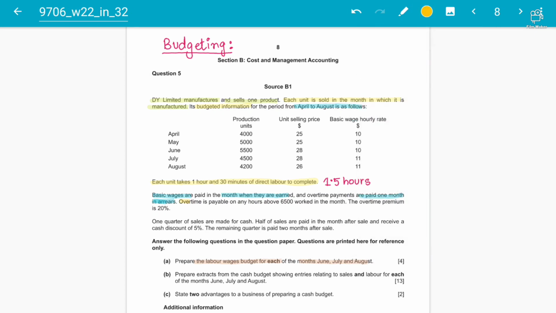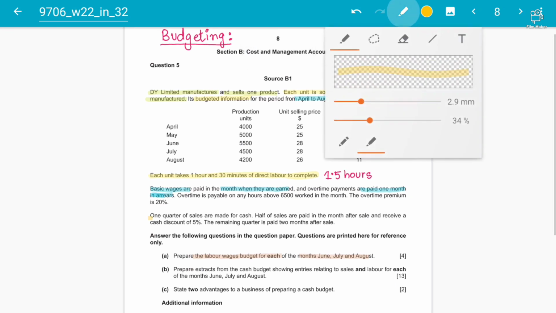Now the next thing is overtime. Overtime is payable on any hours above 6,500 worked in the month. The overtime premium is 20%. So if the hours are more than 6,500, the labor will get a premium payment, and the premium is 20%. We need to understand this. The other information, such as sales, is related to the cash budget, so we'll not take that now. Let's start working on how we are going to solve this.